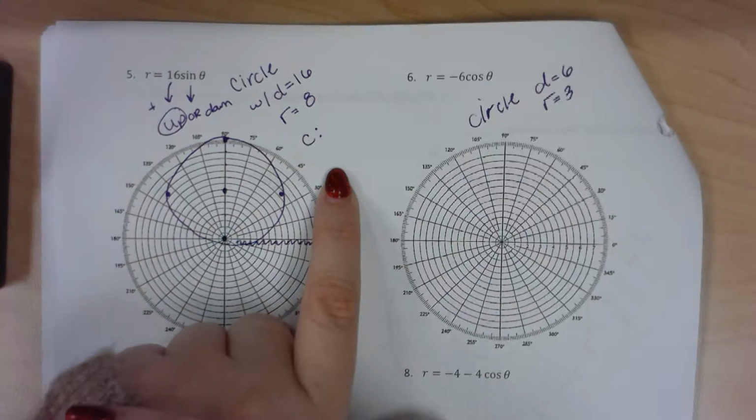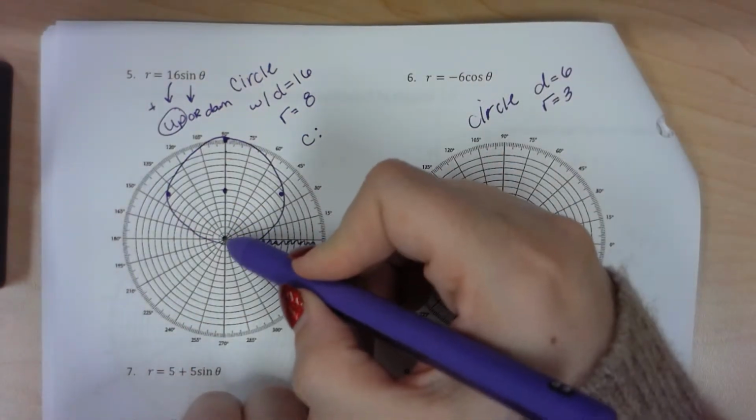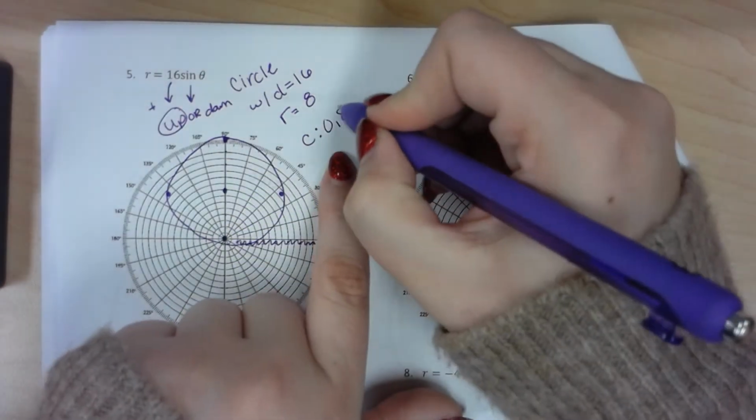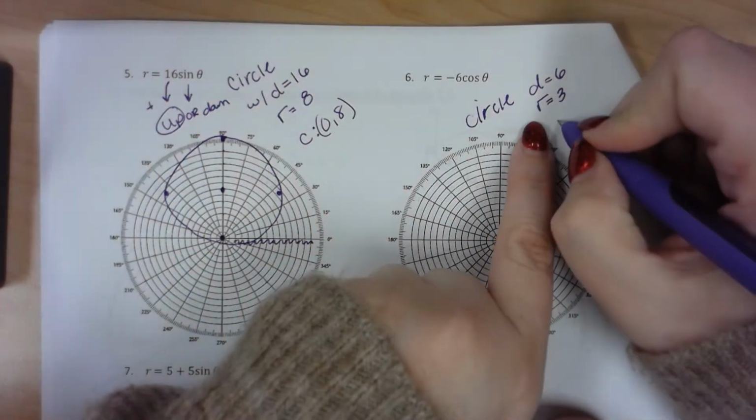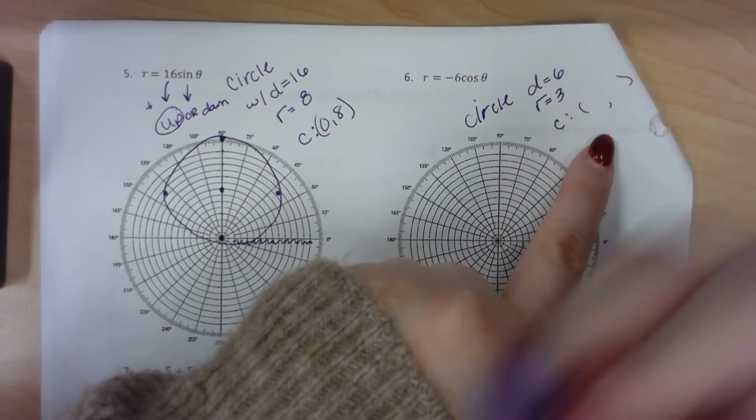Sorry, over here I forgot to say. So that would make the center be at (0, 8) with a radius of 8. Okay, so our radius is 3. We need to figure out what the center is.